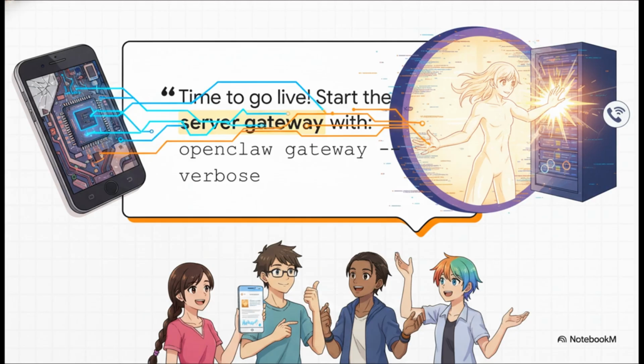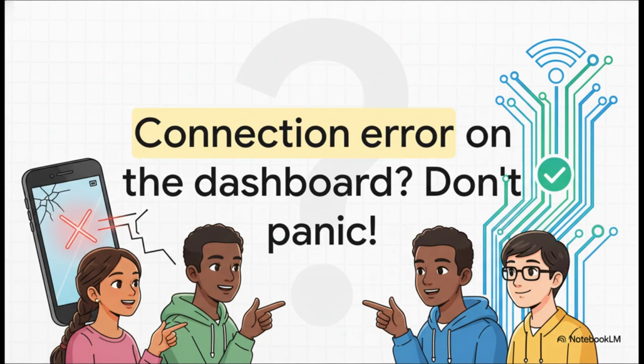As it's starting up, keep an eye out for a local URL for the control dashboard. You're going to copy that address and open it up in your phone's web browser. Now, here's a heads up. When you first open that dashboard, you might get a big red connection error. Do not panic. This is a super common thing on the very first run, and the fix is incredibly simple. Let's walk right through it.